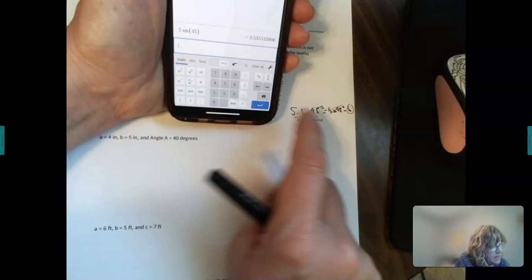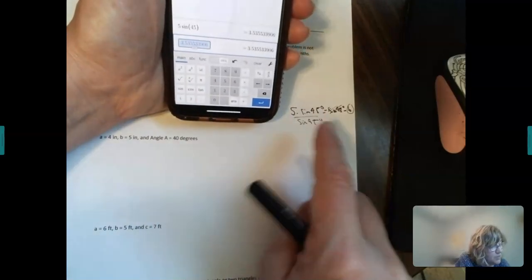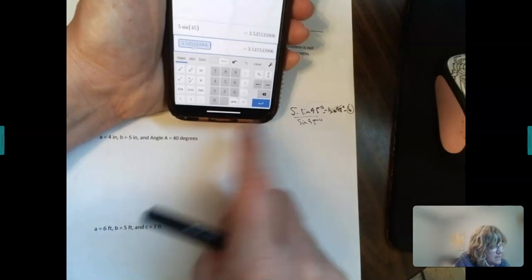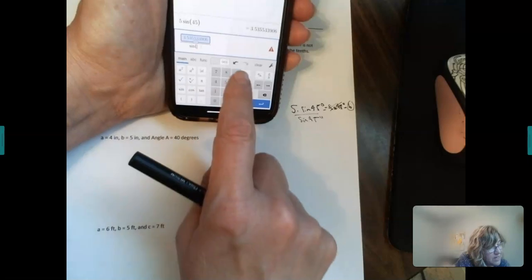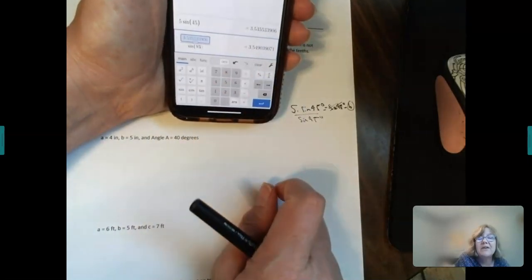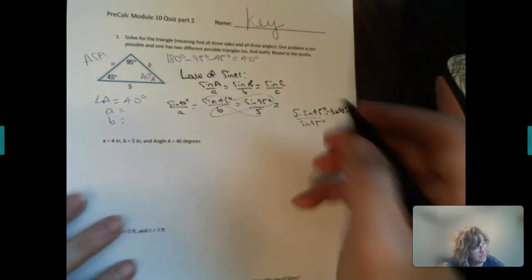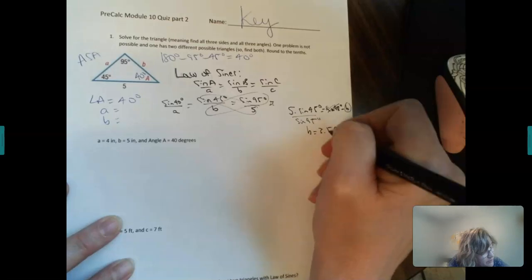Then what I do is take that answer. Usually it's like the shift key with the enter or something. I take that answer and divide by sine of 95, just to be safe with order of operations. All right, so I get about 3.55. Okay, so what is that for? B is 3.55.